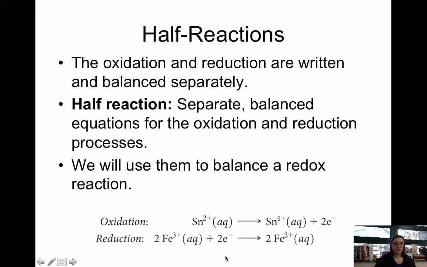Even though the oxidation and the reduction reactions take place simultaneously, right, you can't have one without the other, it's more convenient to consider them two separate processes, because then it allows us to make sure that the number of electrons being lost is equal to the number of electrons being gained.